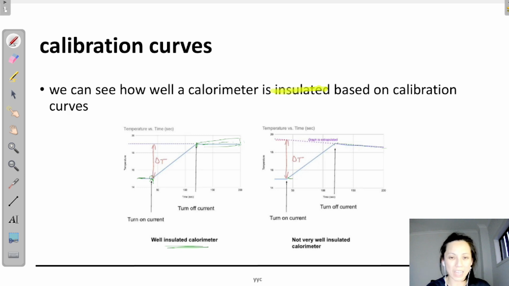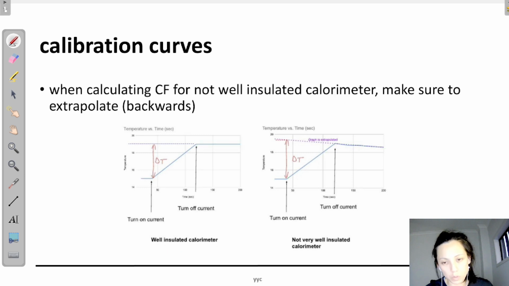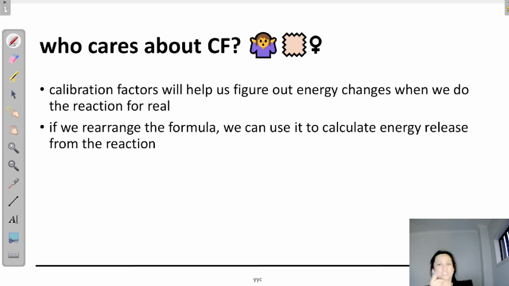So when that is the case, what you actually want to do is extrapolate. You go back. So when you get to that point when you've turned on the current, that's the delta T that you take, not the delta T of this, because it's not accurate, it's not well insulated. So really, look at that, what happened there?